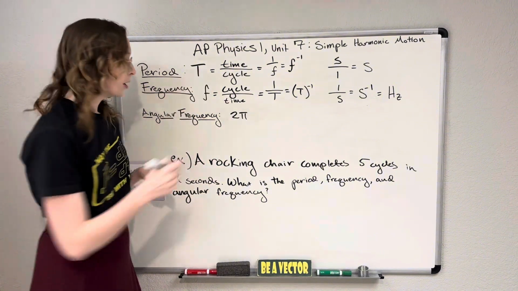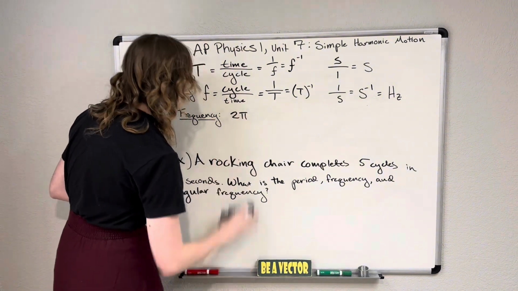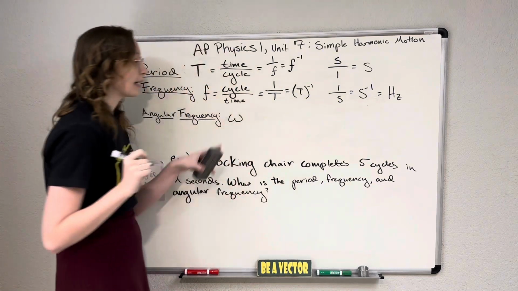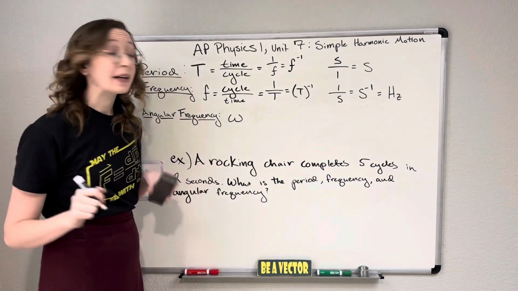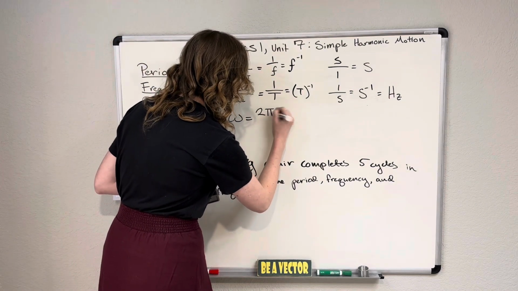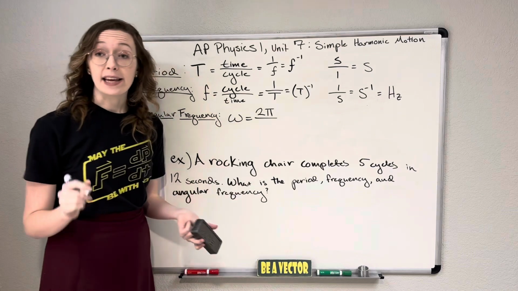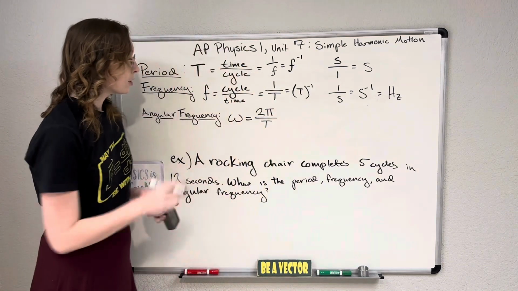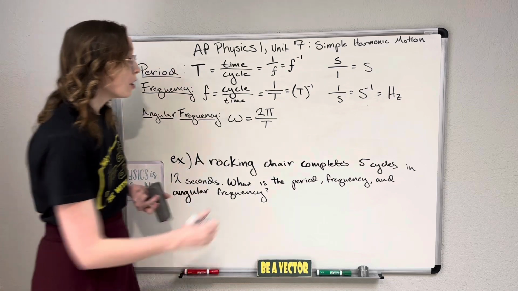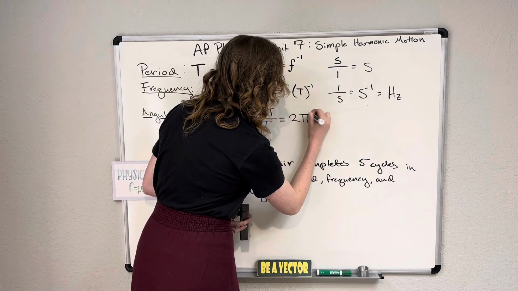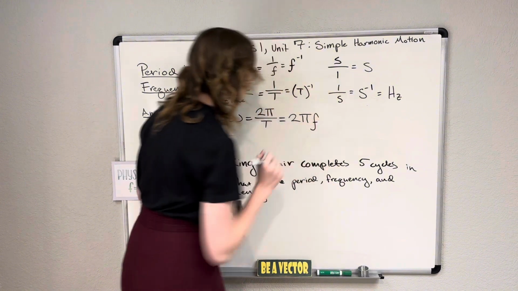And our period is how much time it takes us to do a cycle. So our angular frequency, which we represent with a little lowercase omega or a squiggly w, is just going to be equal to 2 pi radians divided by the time it takes us to complete 1 cycle, which is just our period. So it's 2 pi over period, which we can also rewrite as 2 pi times our frequency.